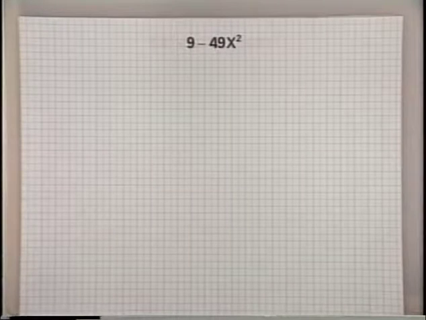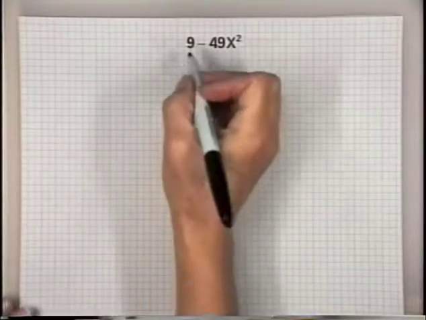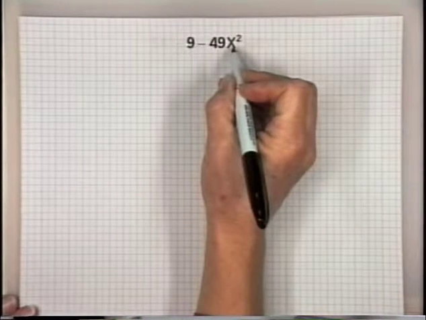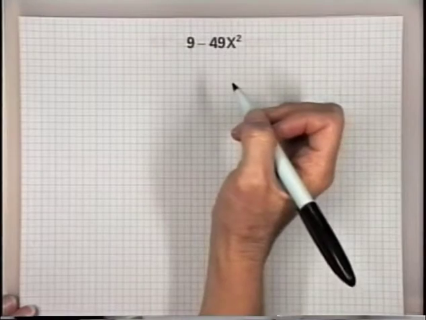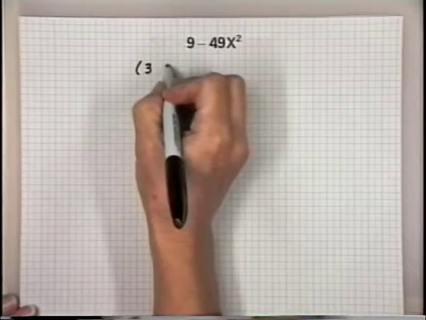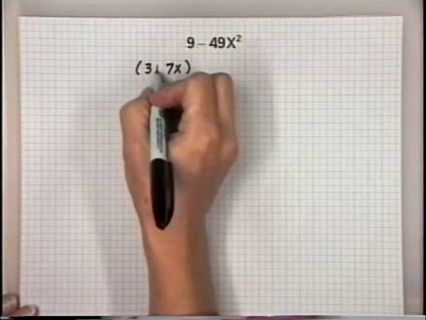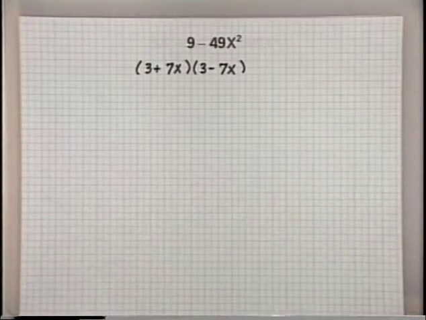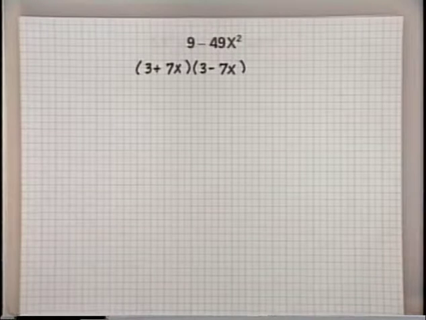9 minus 49x squared. There is not a common factor in this problem. It is a binomial. The first question, could this be difference of squares? 9 is a perfect square, and 49x squared also is a perfect square. So this will factor into the conjugates of the square roots of these two terms. The square roots will be 3 and 7x. So one factor will have 3 plus 7x, and the second factor will have 3 minus 7x.